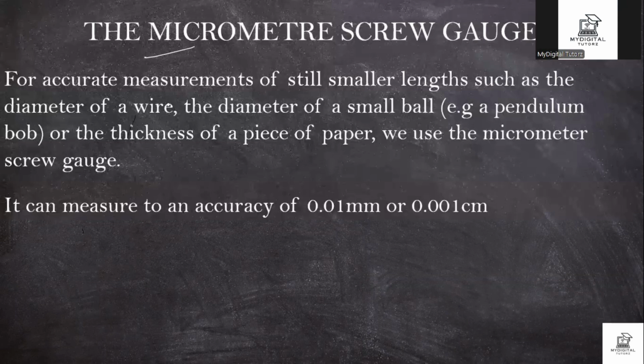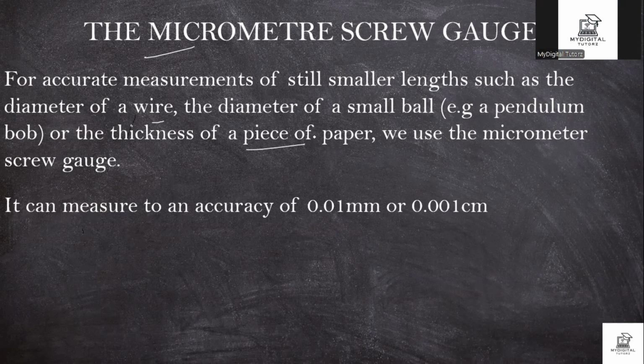The next is the micrometer screw gauge. It is for accurate measurement of smaller lengths, such as the diameter of a wire, the diameter of a small ball, e.g. a pendulum bob, or the thickness of a piece of paper. These are also very important because some objective questions will ask which of the following can be measured using a micrometer screw gauge.